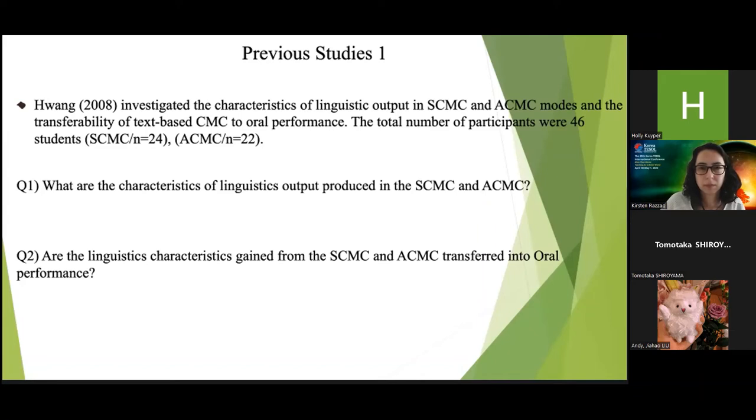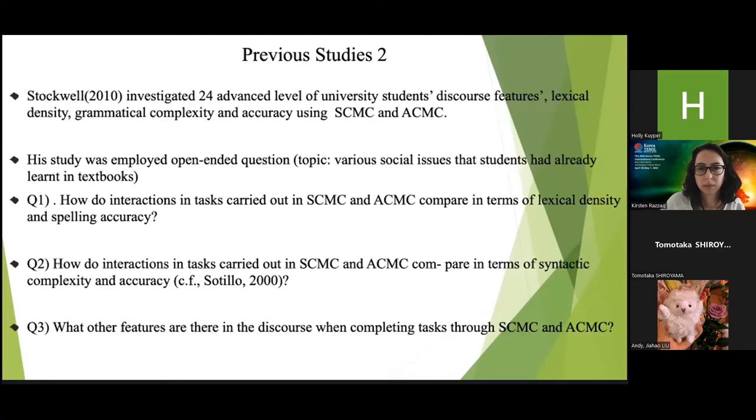Then the second study is Stockwell 2010, which is almost 10 years ago. It investigated 24 advanced university learners, looking at discourse functions, lexical density, and grammatical complexity and accuracy using SCMC and HMC. His study used open-ended questions. I forgot to say, most studies using computer-mediated communication use open-ended questions as the task type.